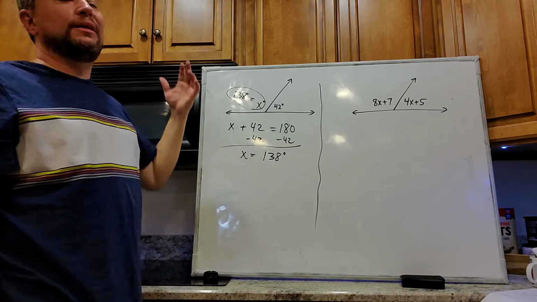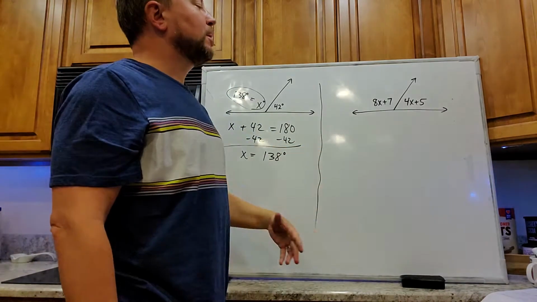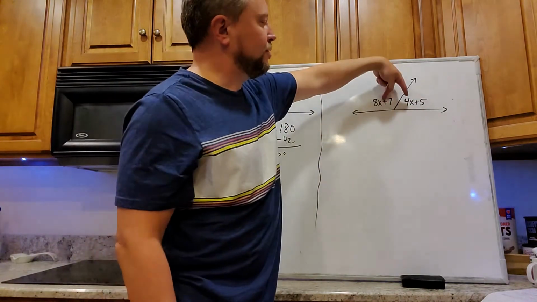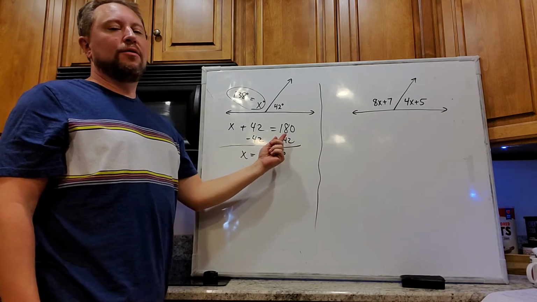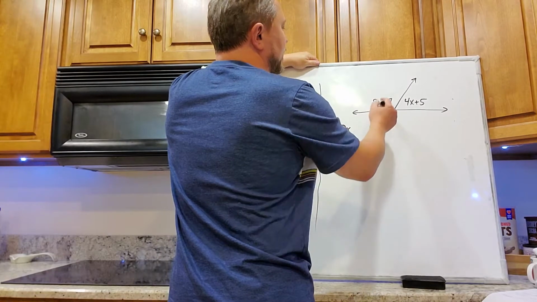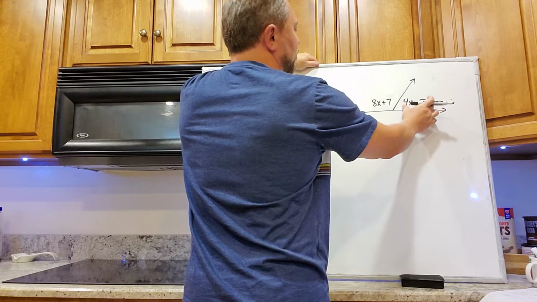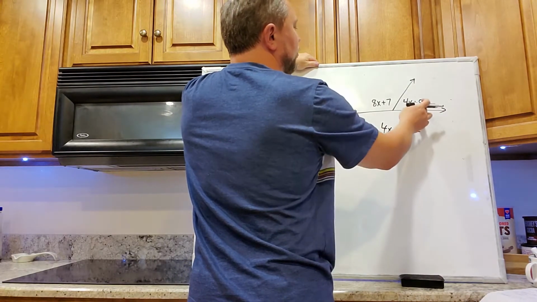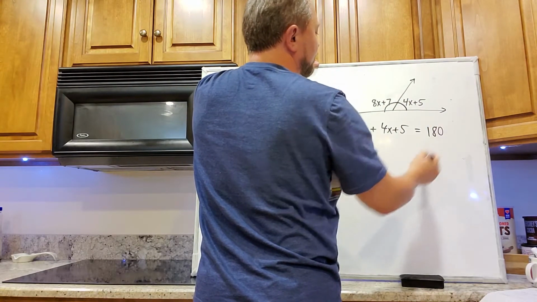Now, it could get a little more complicated than that, a little bit more difficult. Look at this picture over here. This is also a linear pair. I see the nice straight line. They're side by side there. So again, I also know then, according to my theorem, that they're going to add up to 180. So this time I'm going to put 8x plus 7, so this angle, plus this one, 4x plus 5, has to equal a grand total of 180. All the way across there is 180.